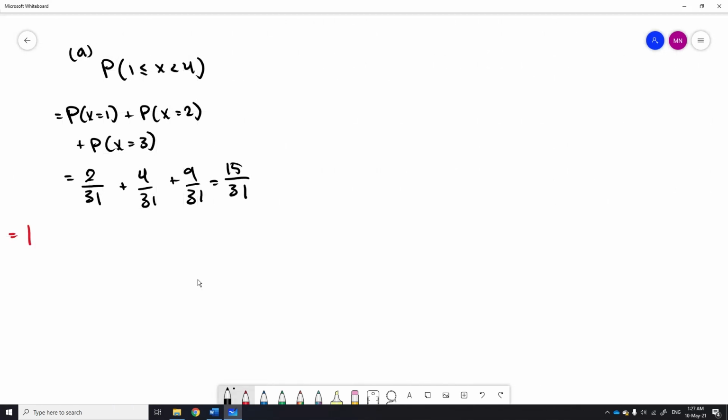Okay, for question B, the probability where x is bigger than 4. Since our input x has no value bigger than 4, the probability is just equal to 0.